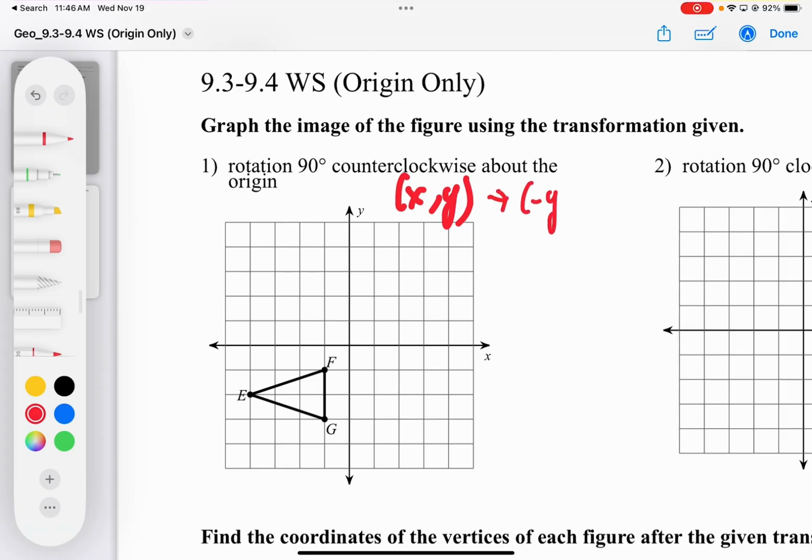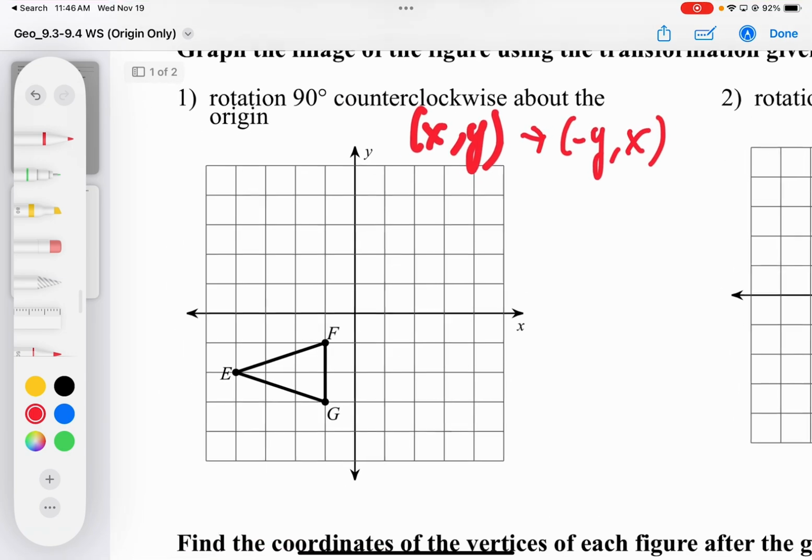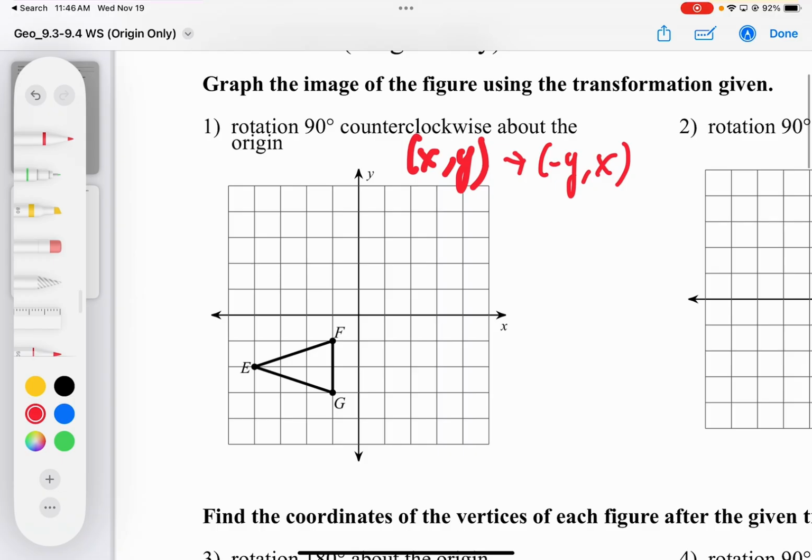And then if I went clockwise instead, that would be y, negative x. Yep, good. Okay, so what I should do is take all of my points, E, F, and G, and then do the rule to each point.